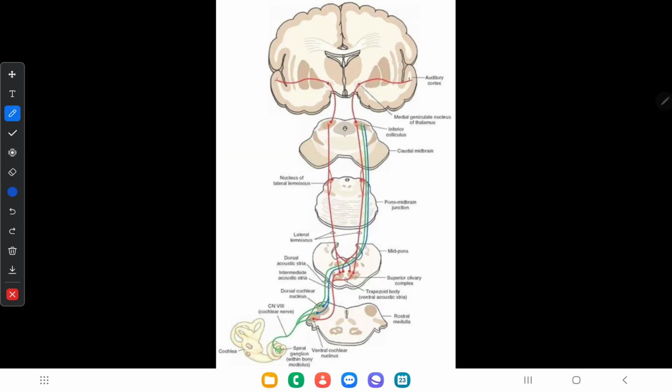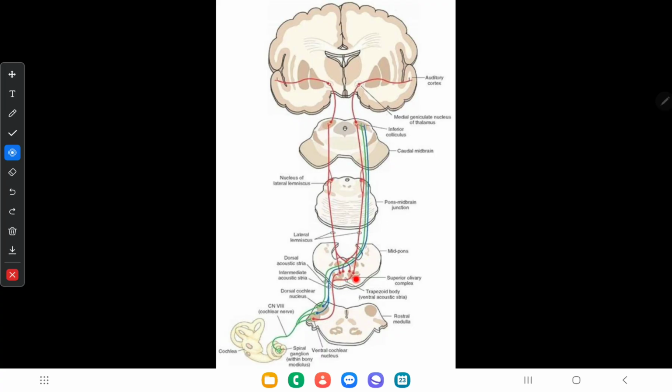We have to know the auditory pathway. So from this picture we will learn about the auditory pathway. A large number of axons from ventral cochlear nuclei decussate with those of the other side to give rise to the trapezoid body in the lower pons. Here you can see the ventral cochlear nucleus, and here the red fibers going towards this superior olivary complex.